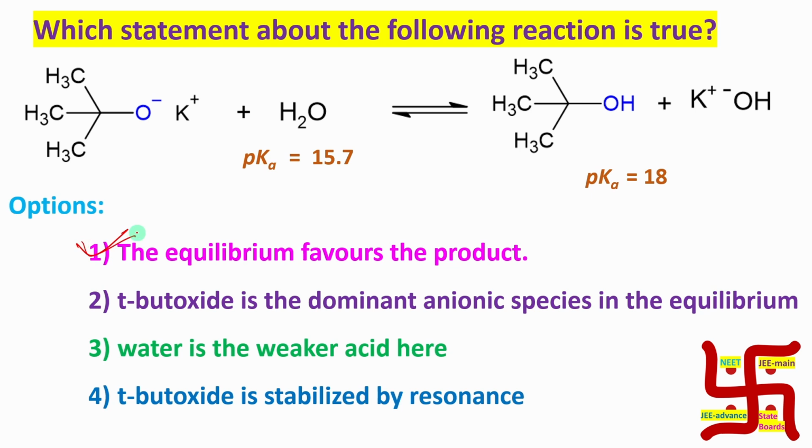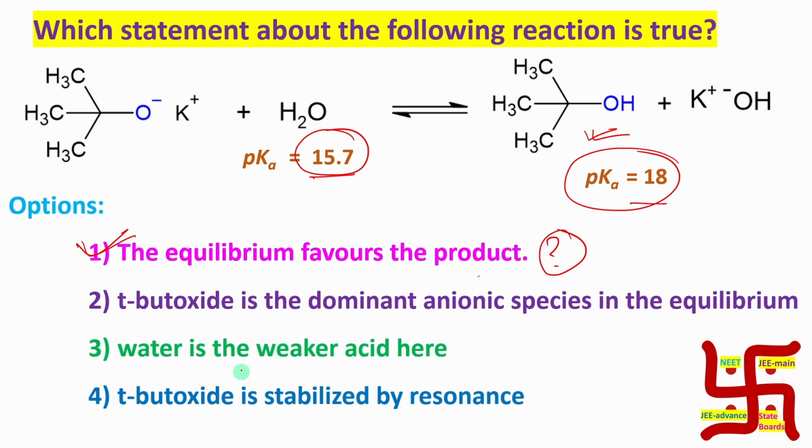Okay. By the way, if you do not know the right answer, how would you get the right answer in less than 30 seconds in the exam hall? First, look at the chemical reaction. From these values, you can clearly understand, okay, water is a stronger acid than this alcohol. Now, look at 'equilibrium favors product.' I am confused. Keep it. 'Tertiary butoxide is the dominant anionic species in the equilibrium.' How? This is a stronger acid. This is a weaker acid. So, obviously, this tertiary butanol is expected to be the major species in the equilibrium.